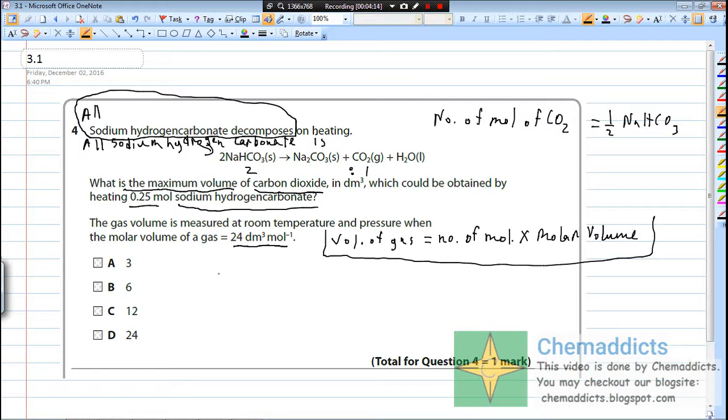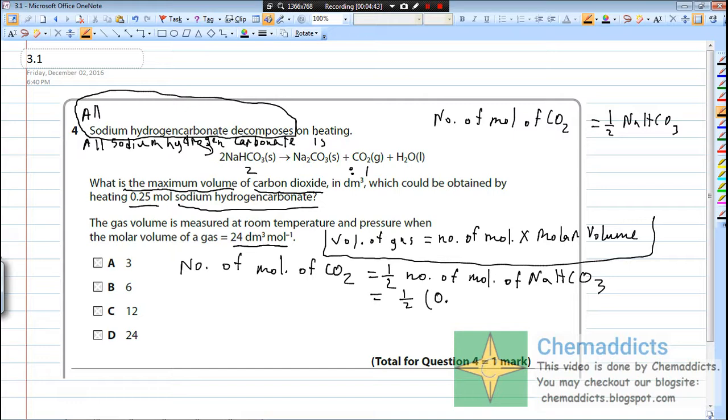So from here we can easily find the number of moles of carbon dioxide. Okay, so the number of mole of carbon dioxide would be half the number of moles of sodium hydrogen carbonate. We already know the number of moles of sodium hydrogen carbonate, which is 0.25. So half of 0.25 will give us 0.125.